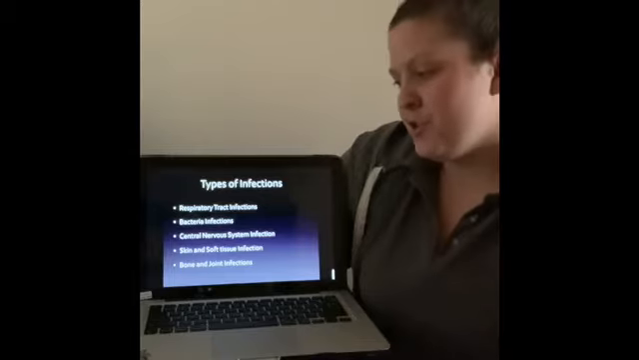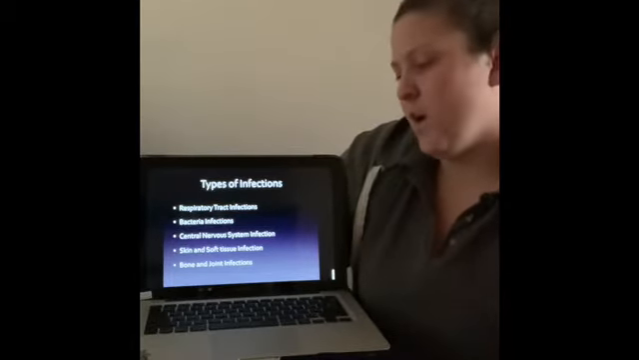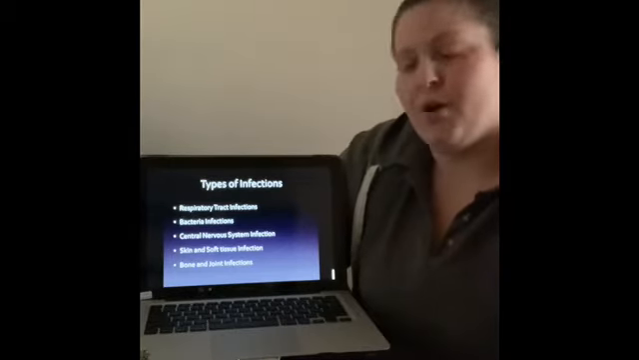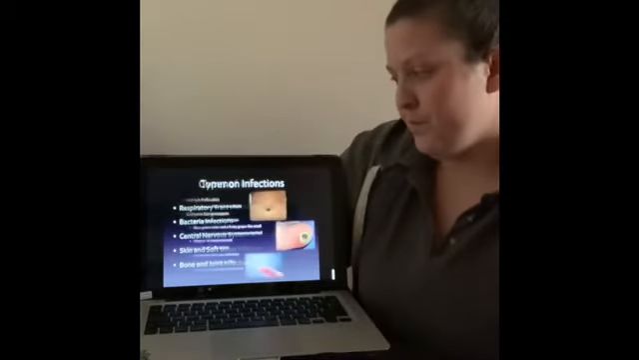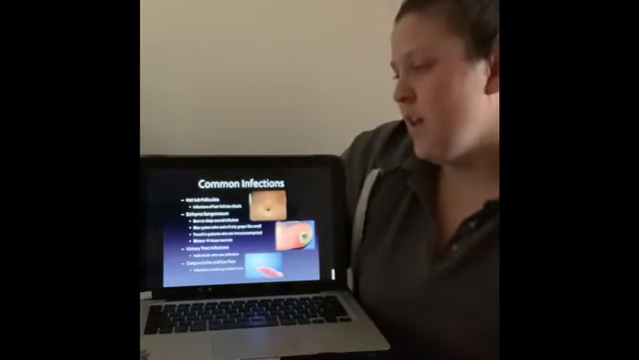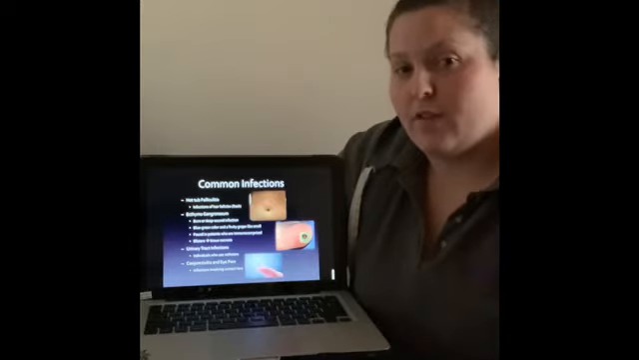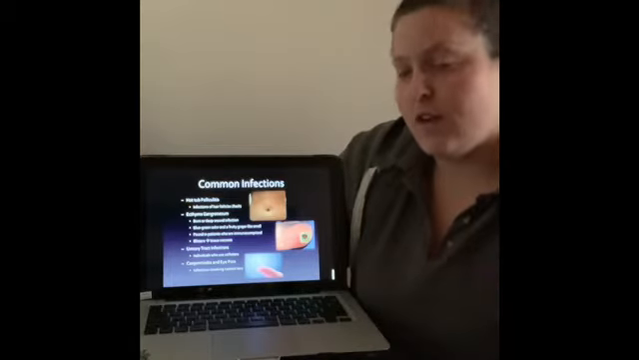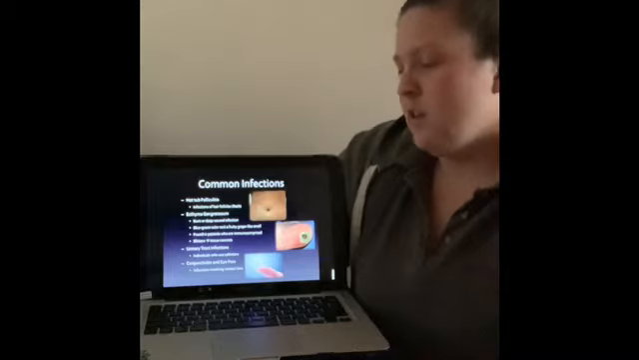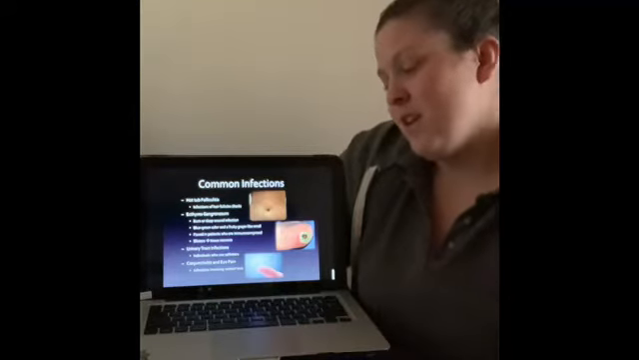There are a couple of different types of infections for Pseudomonas aeruginosa. You have respiratory tract infections, central nervous system infections, as well as skin, soft tissue, and bone and joint infections. Common infections include hot tub folliculitis, which is just the inflammation of the hair follicles that have gotten infected from being in a hot tub that wasn't clean, as well as ecthyma gangrenosum.